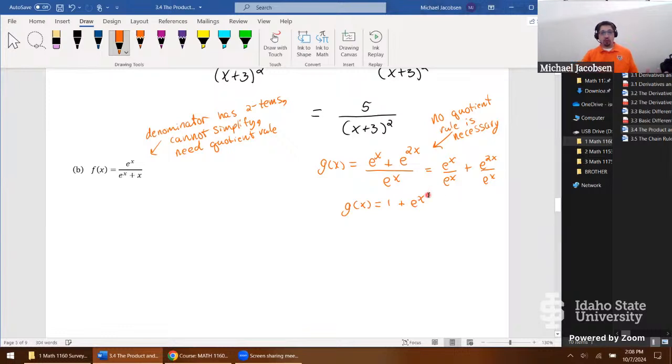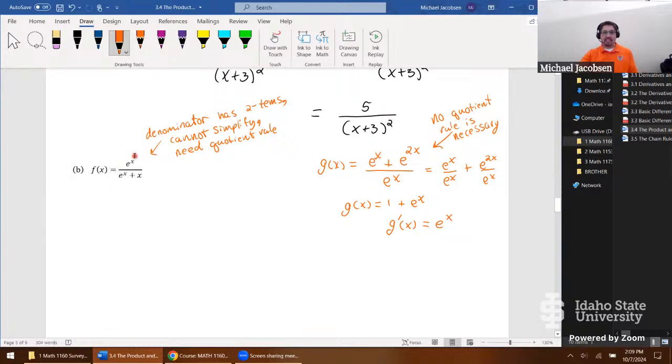Now this function is way easier to differentiate just from taking the action of dividing the e to the x through into the numerator. On this one, g prime of x, the prime is saying we are finally differentiating the function. It's going to be equal to 0 for the first term, plus the derivative of e to the x, which is itself. So watch out for these kinds of things. If you have a nicer denominator, no quotient rule is necessary. But this one, the same trick is not going to work.